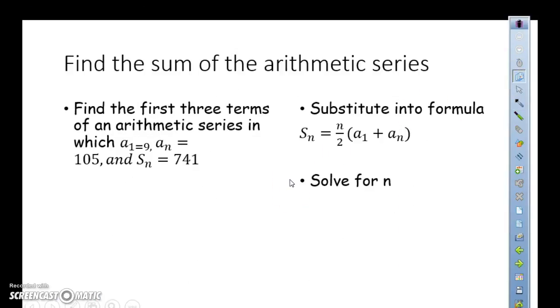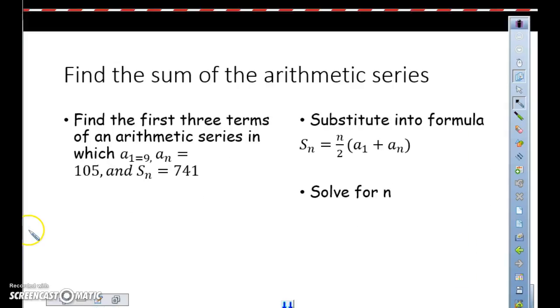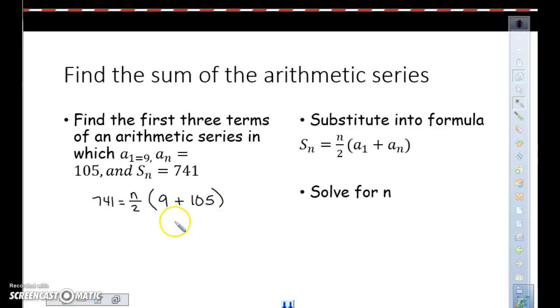All right, the next one, find the sum of the arithmetic series. Find the first 3 terms of the series in which the first number is 9, the last is 105, and S of n is 741. So we're kind of going a little bit backwards now. We're going to substitute into our formula. We don't know n, but we do know S of n. So we're going to put 741 equals n, which we don't know, over 2, times a sub 1 which is 9, plus the last number, 105. We're going to solve for n.